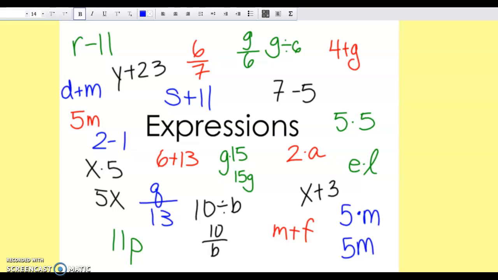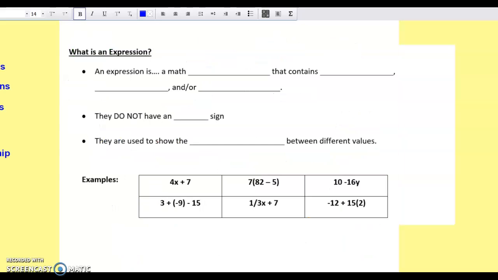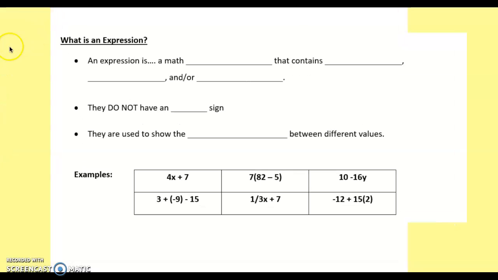Hey guys, the second unit we're going to take a look at studying is all about expressions. So let's first take a look and define what is an expression. An expression is a math phrase that contains numbers, variables, and or operations. So it doesn't necessarily have to have all three, but it does contain most often numbers, variables, and or operations. The most important thing to know about an expression is, again, it's a phrase.